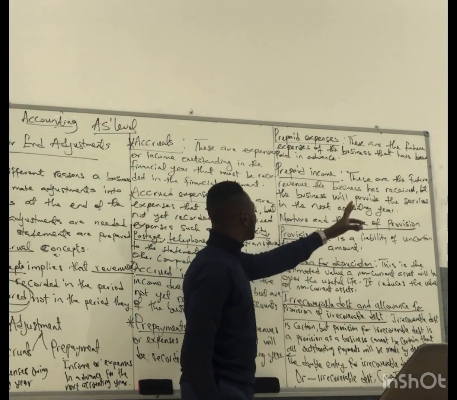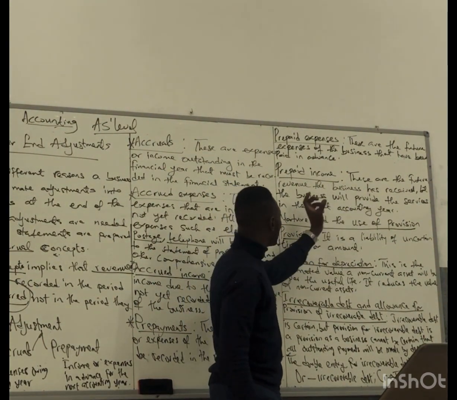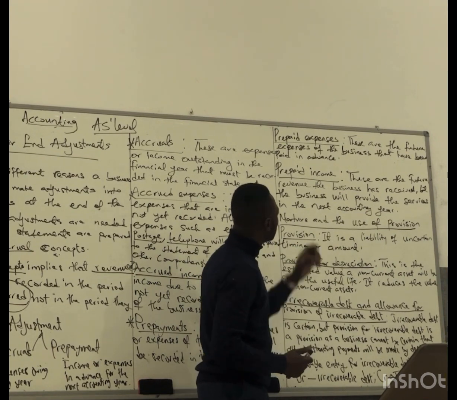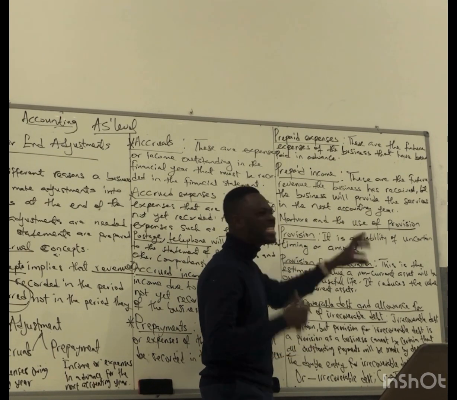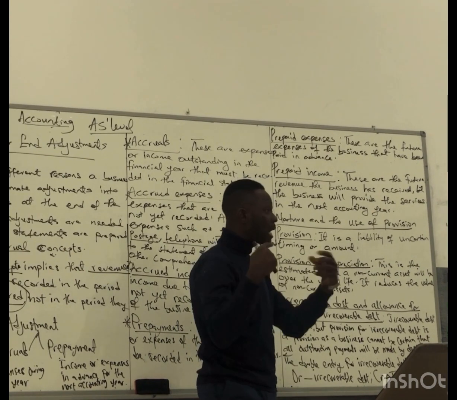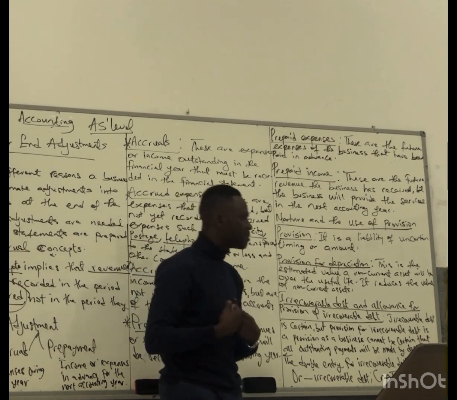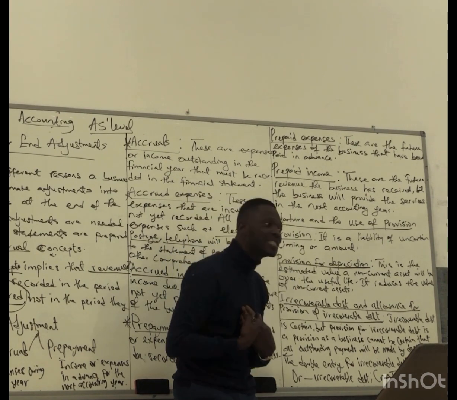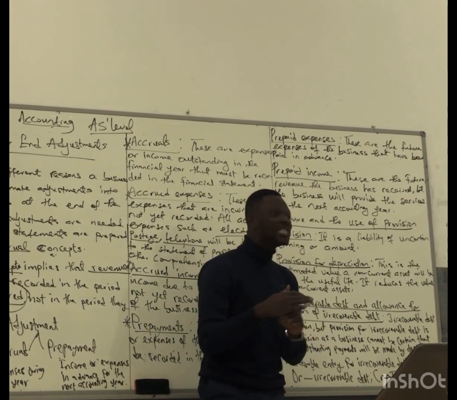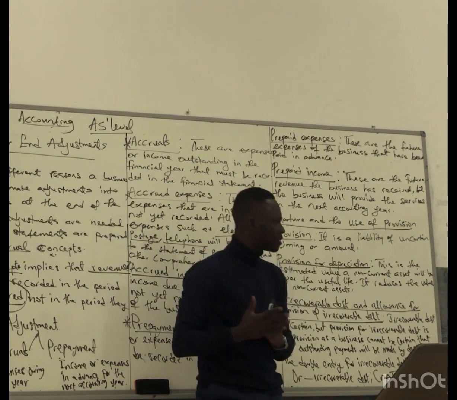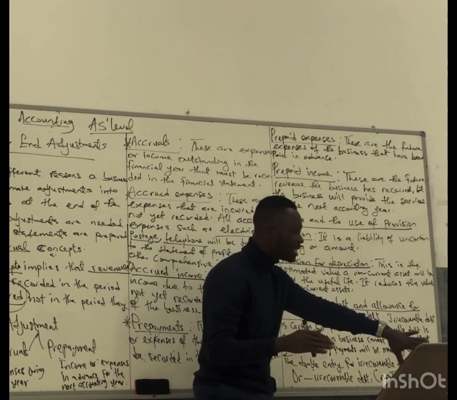Prepaid income. These are the future revenue the business has received, but the business will provide the service in the next accounting year. As we have prepaid expenses, we have prepaid income. Now I have received rent. I have a house. I have received rent from you for the next 12 months. And 2 months is gone for this year, right?